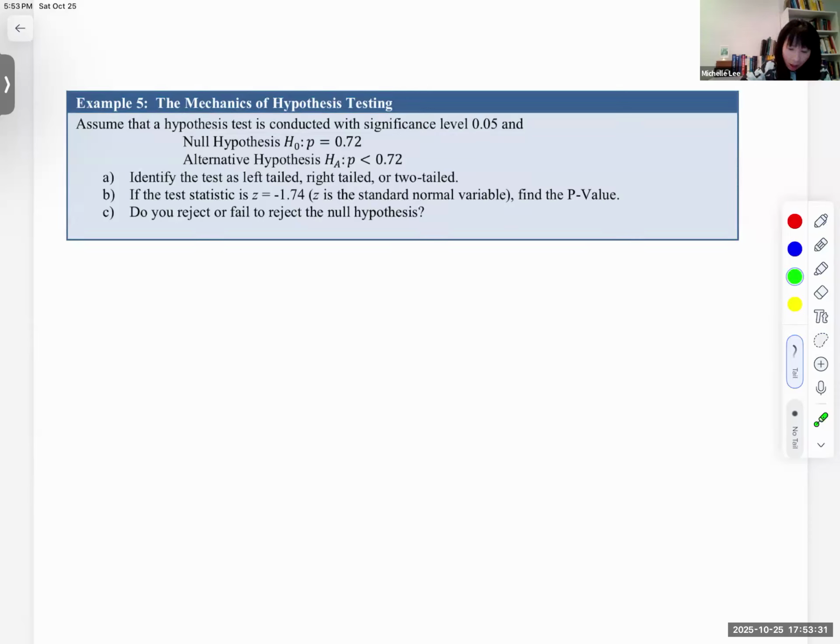All right, so let us do this question, example 5. Assume the hypothesis test is conducted with a significance level of 0.05, so that's the alpha. The null hypothesis is that the proportion equals 0.72, which is 72%. The alternative hypothesis is that the proportion is less than 0.72. Identify whether the test is left tail, right tail, or two tail. We look at the inequality. This one points left, so it's a left tail test.